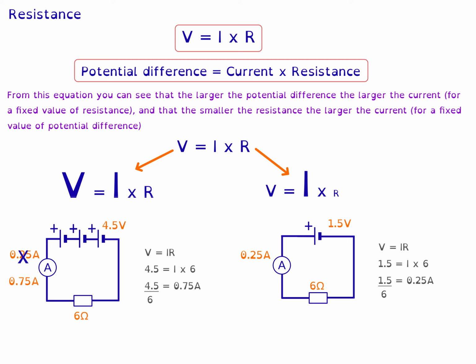Now, if we decrease our resistance to 3 ohms, we substitute in our numbers again. 1.5 volts equals I multiplied by 3. Rearrange to get I, so that gives us 1.5 divided by 3, and that gives us an answer of 0.5 amps. So you can see if you decrease the resistance, then you're going to increase the current.